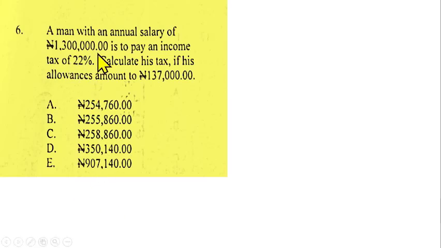Question number 6 is from arithmetic of finance, in this case tax. A man with an annual salary of 1,300,000 is to pay an income tax of 22%. Calculate his tax if his allowance amounts to 137,000 naira. So this is the income of the man, who is to pay tax of this percentage on this money. But we are told that out of this money there is an allowance of 137,000.